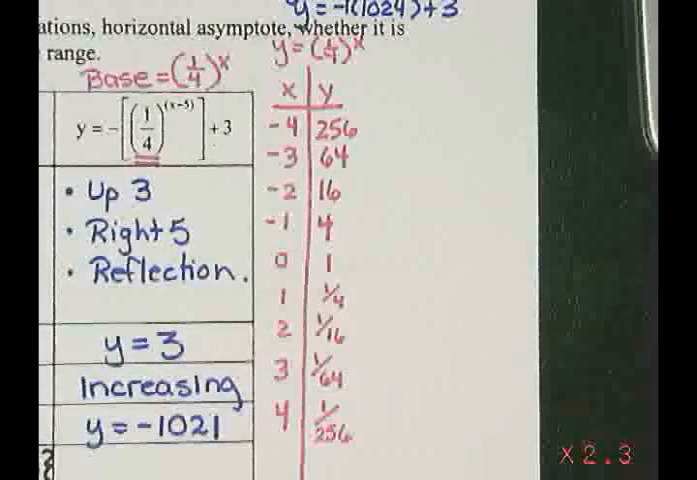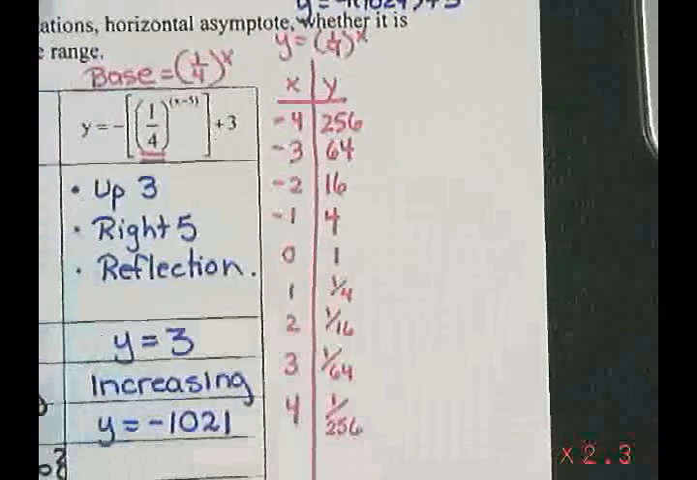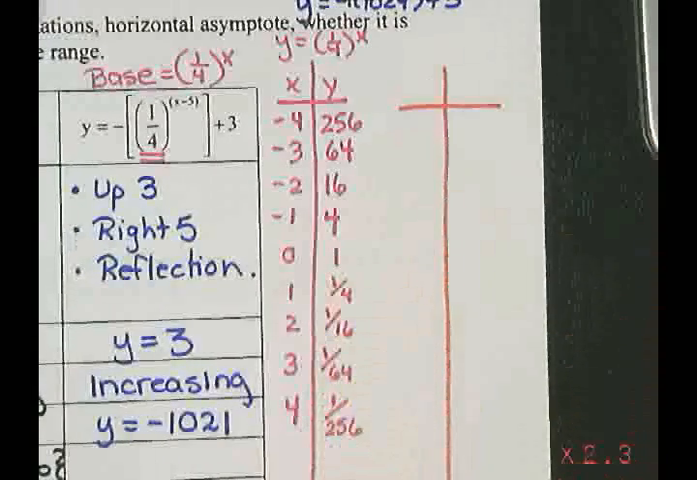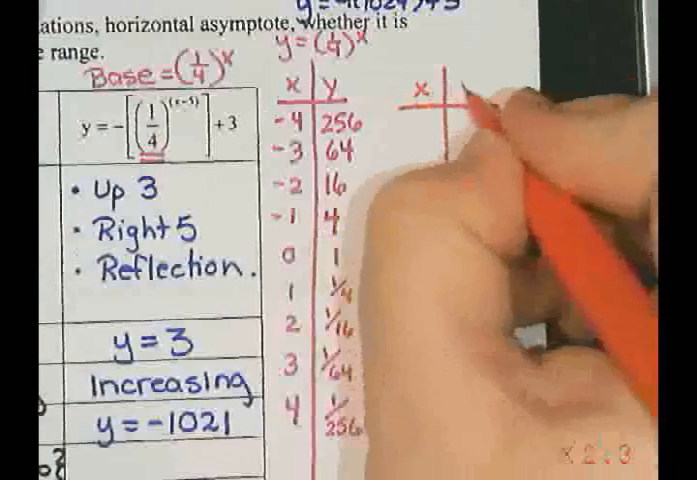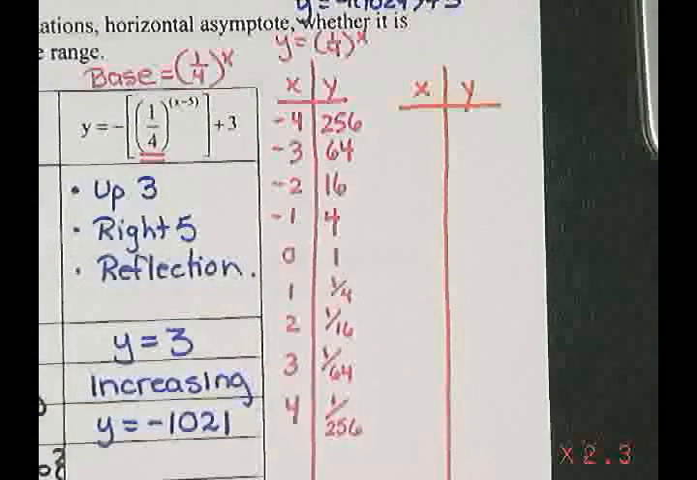Okay, so the graph. What I'm going to do is make a table of values for what I actually want to graph. Okay, that table of values was just for my base. What I need to do now is make a table of values for the transformations.